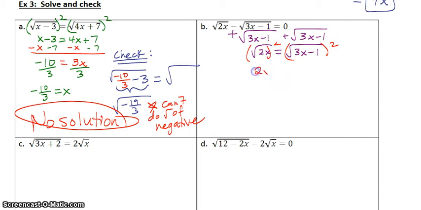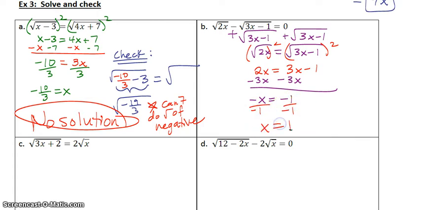So I end up with 2x equals 3x minus 1, and I'm going to go ahead and solve it. So I end up with negative x equals negative 1, and I can't have a negative in front of my x, so divide by negative 1, and x equals 1. Quickly check it.